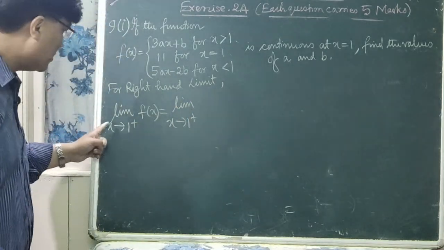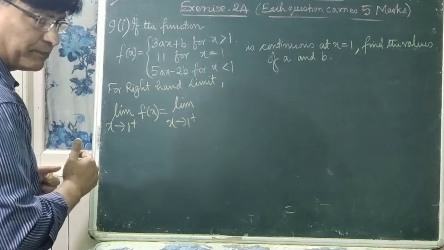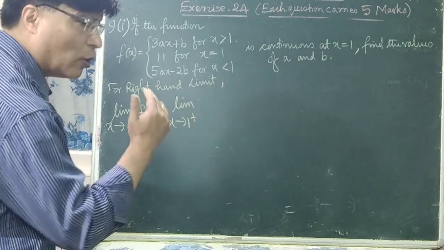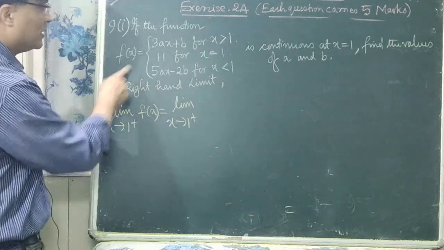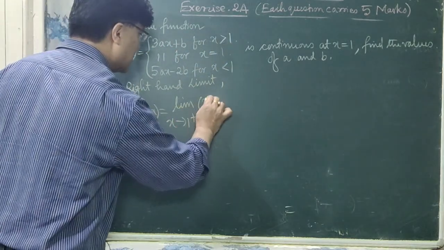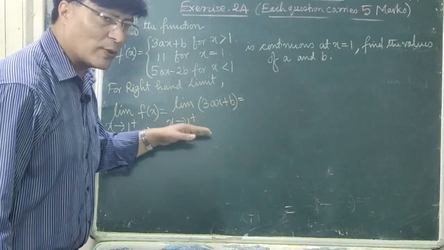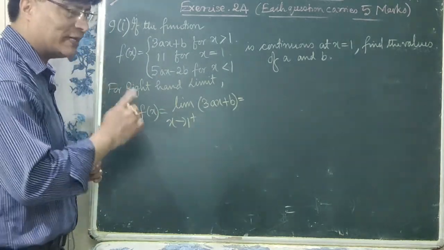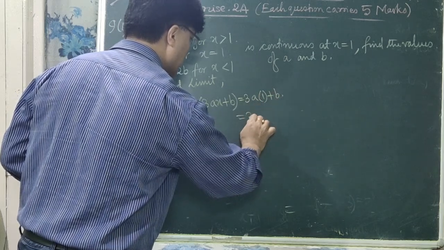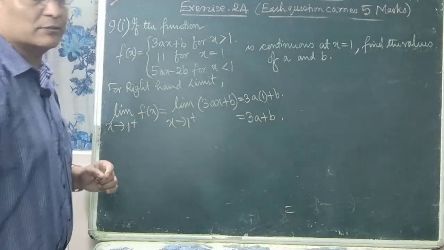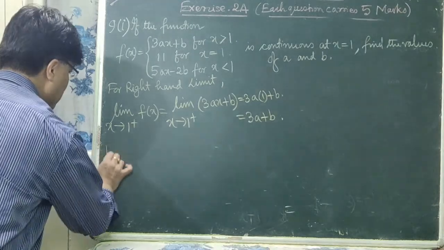Now what is the meaning of x tends to 1 plus? That is, x is approaching towards 1 from the right hand side, and on the right of x is equal to 1, all the values of x are greater than 1. So what is the value for f of x when x is greater than 1? It is 3ax plus b. Here you can write 3ax plus b, which is equal to, now x tends to 1 plus means 1. So you can put 1 instead of x. So 3a into 1 plus b, which is equal to, this is your 3a plus b. So I think you have understood it. So next you have to find out left hand limit.